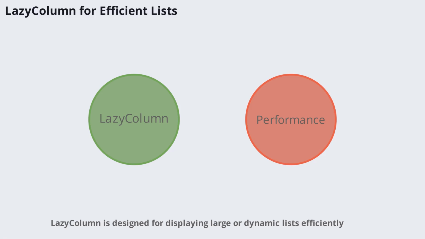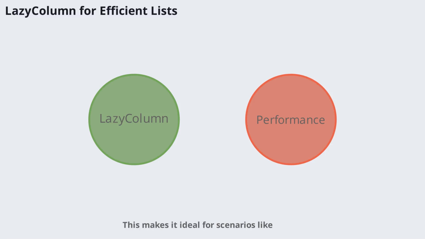Lazy column is designed for displaying large or dynamic lists efficiently. It only composes and lays out the visible items, reducing memory usage and improving performance. This makes it ideal for scenarios like pull to refresh where the list can grow over time.